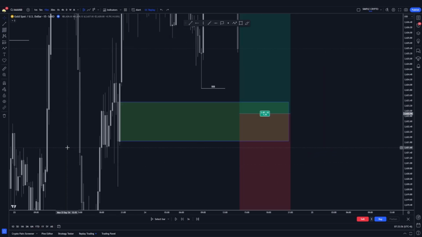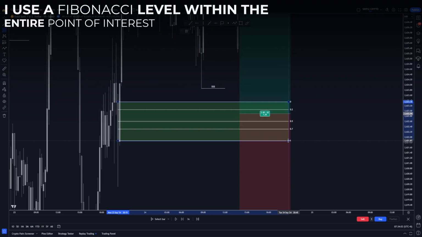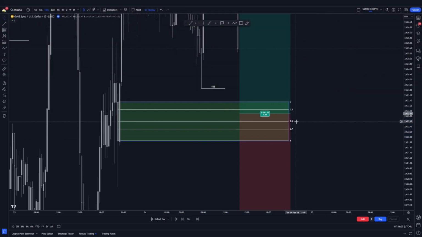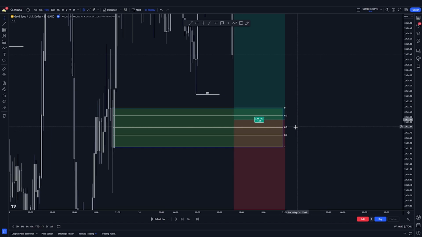So here's the next secret tip that I used. I used a Fibonacci level within the entire point of interest, and I made sure my entry was between 0.7 and 0.2. Having the entry in between makes sure that we can get a sniper entry.